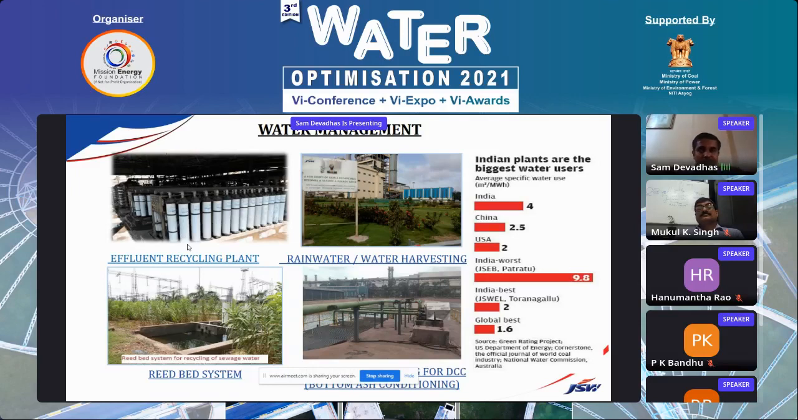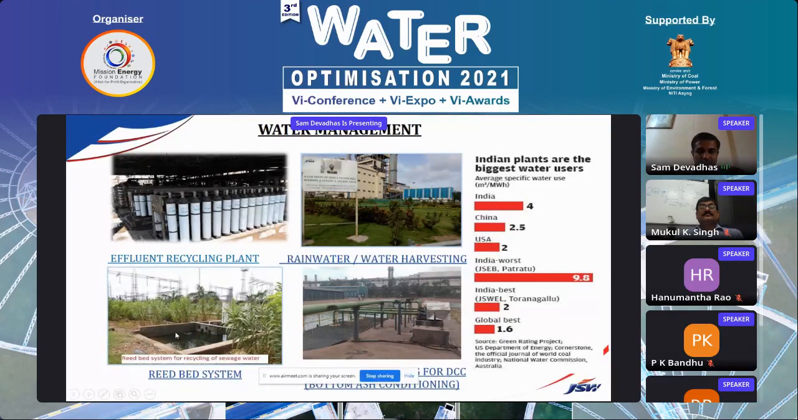We are expecting that the raw water usage, presently 1.85 meter cube of raw water required per meter cube of DM water, will come down to 1.25. Regarding rainwater harvesting, we collect the roof drains of the TG floor as well as the boiler roof floor drains into a basin and use it.